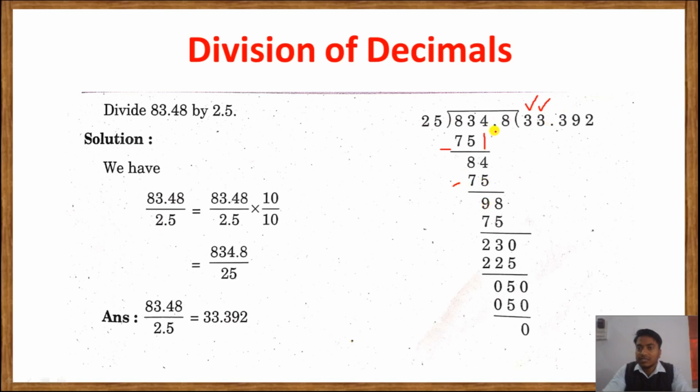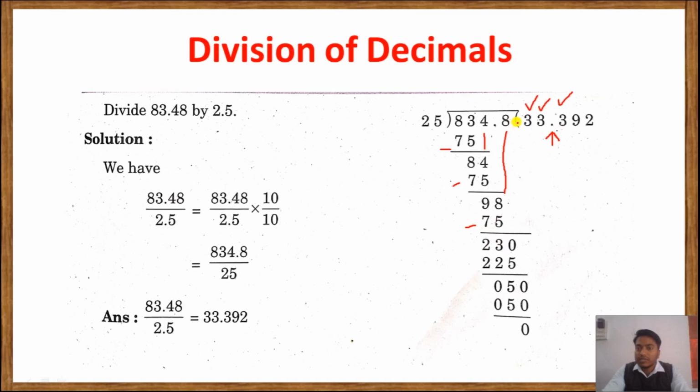Now you can see here the decimal point. That means division of the whole number part we have already finished. Then we are supposed to give the decimal point here. Now bring down this 8 here. Now it became 98. Now it will go 3 times. 25 into 3, 75. When we subtract, we'll get 23.